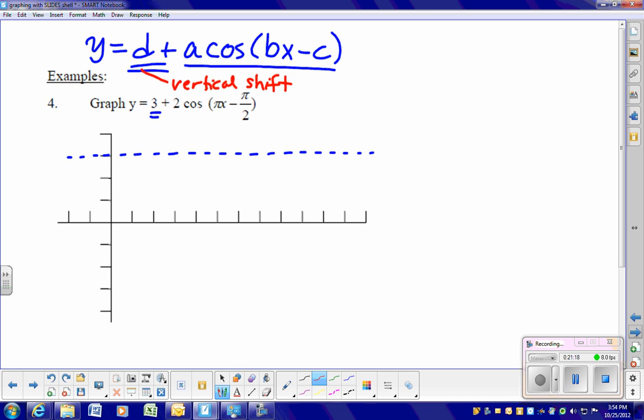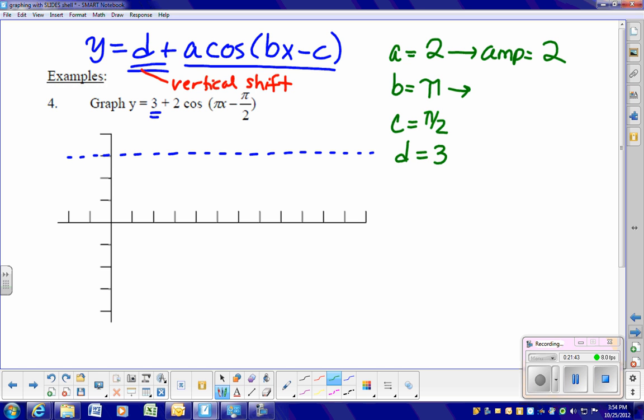Okay, let's do this problem as we have the others, where we write down our values off to the side. So A in this problem is the 2, B in this problem is pi, C in this problem is pi over 2, and D in this problem, as we just mentioned, is a 3. A tells you amplitude. So our amplitude here is 2. We have hills and valleys that are 2 units high.